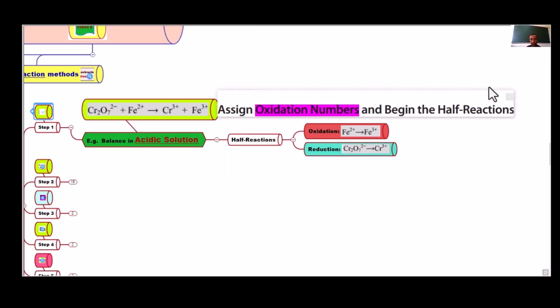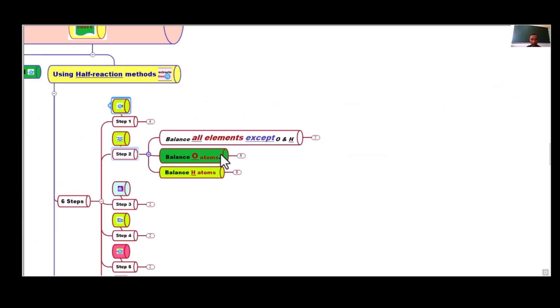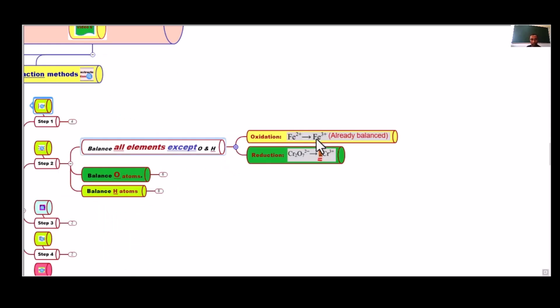And step 2 is to balance all elements except oxygen and hydrogen. In this case, the oxidation half reaction is already balanced. In the oxidation part, except oxygen and hydrogen, all elements are balanced, and iron is balanced. In the reduction one, chromium is not balanced, so balance the chromium by adding a coefficient of 2.